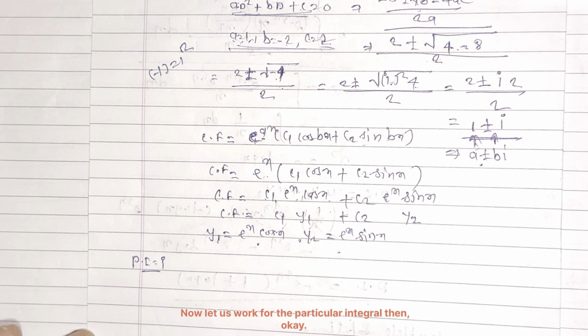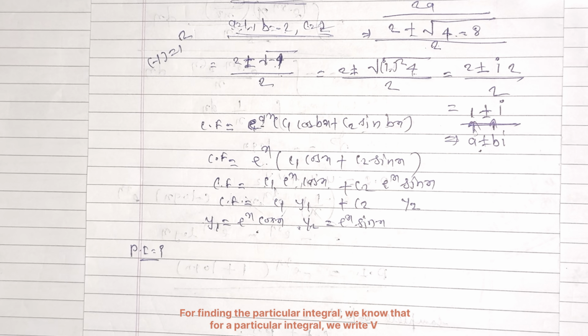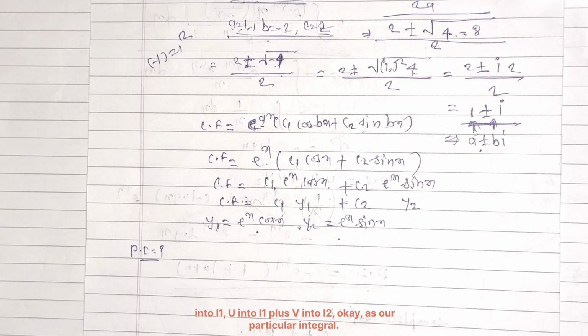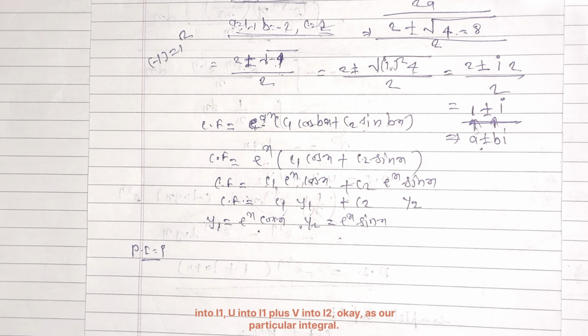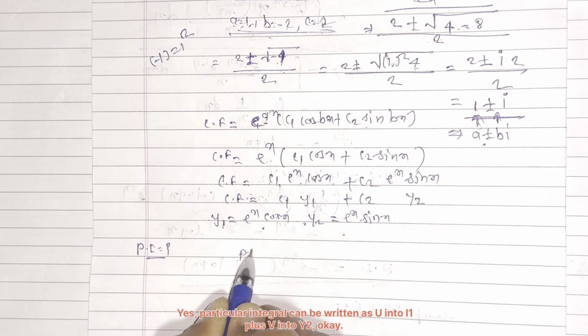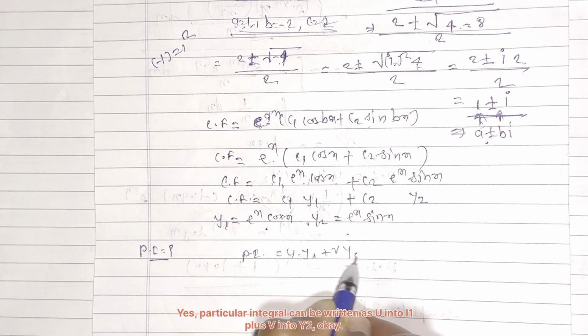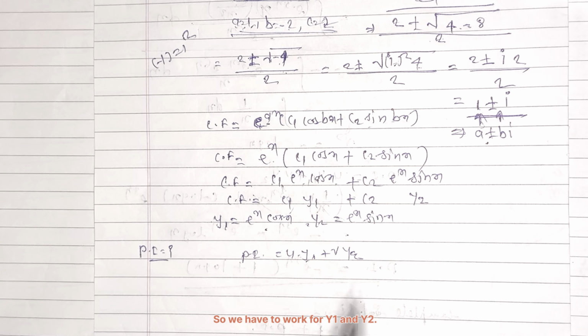For finding the particular integral, we know that we write u into y1 plus v into y2 as our particular integral. For that we have to find out the value for u and v here. So the particular integral can be written as u into y1 plus v into y2. So we have to work for y1 and y2.